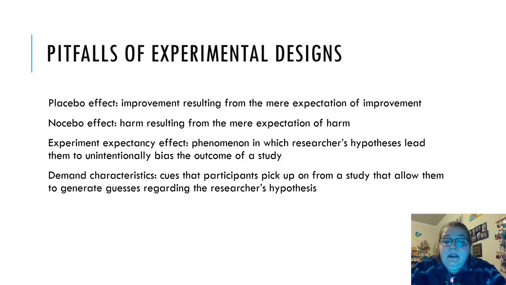And then there are demand characteristics, which are cues that participants pick up on from a study that allow them to generate guesses regarding the researcher's hypothesis. So these are kind of hard to protect against. Again, best bet is just double blind, but if there are people who are savvy in the ways of studies and experiments, they might pick up on this, and unfortunately, it can happen, and to the best of my knowledge, there's not really any safeguards against it. I could be wrong. Again, that's just the extent of my knowledge.